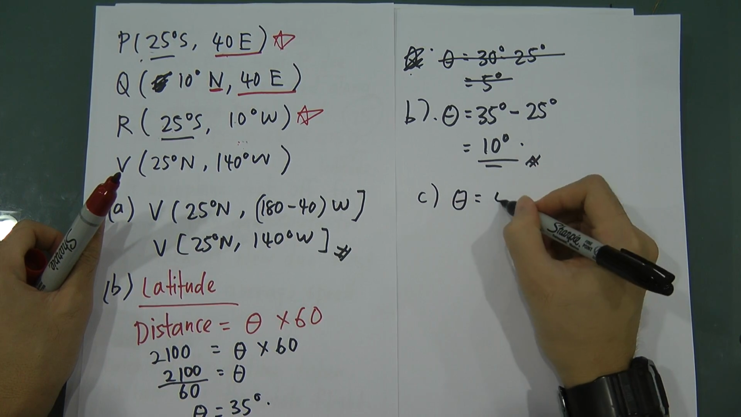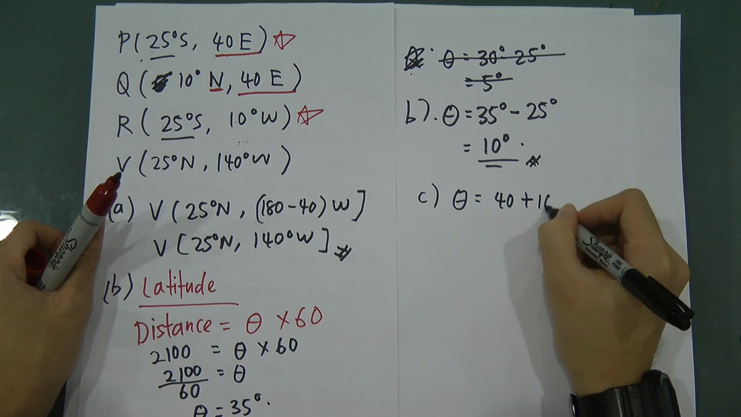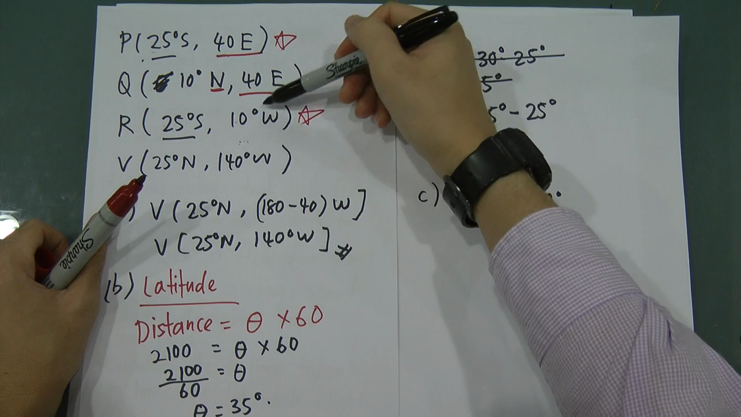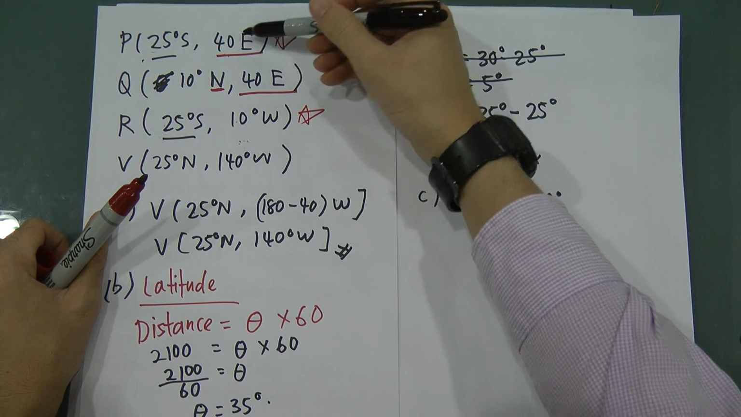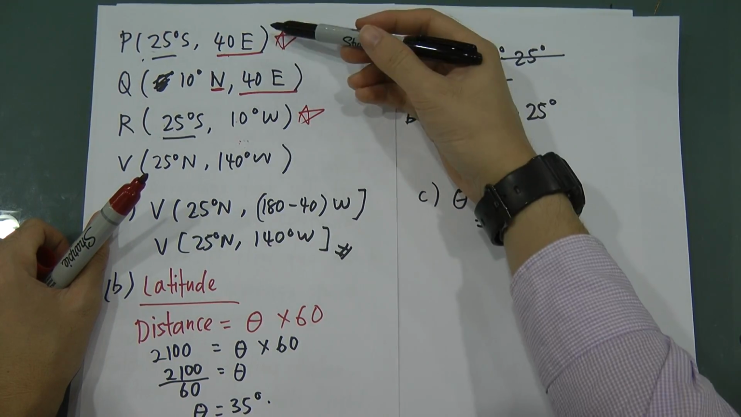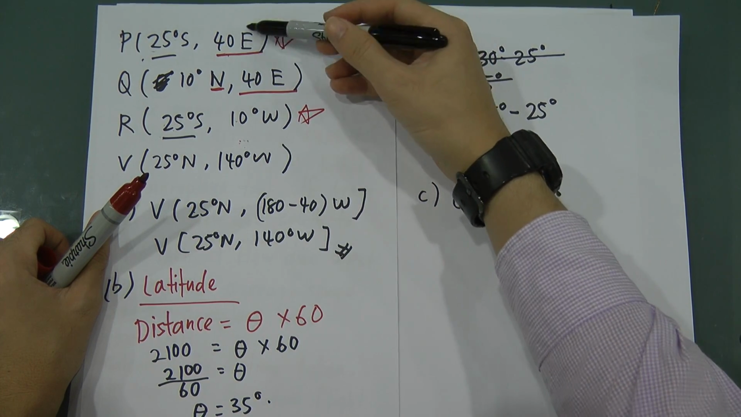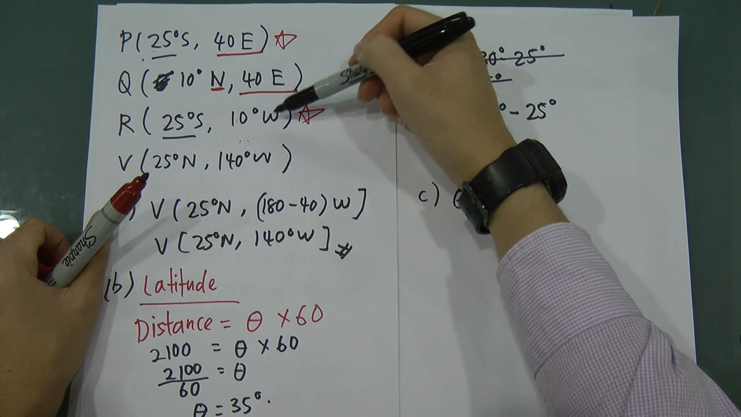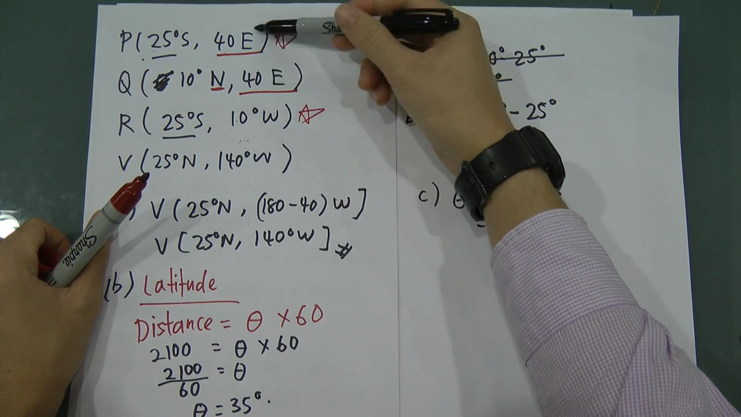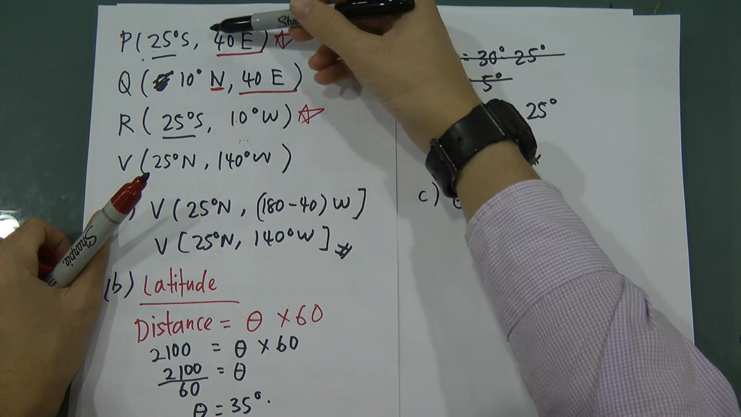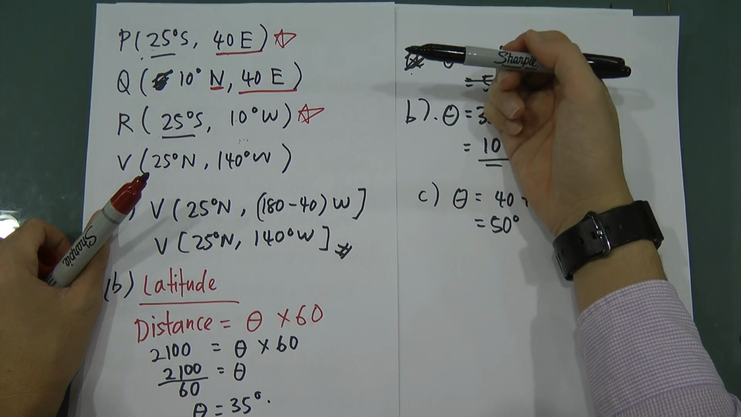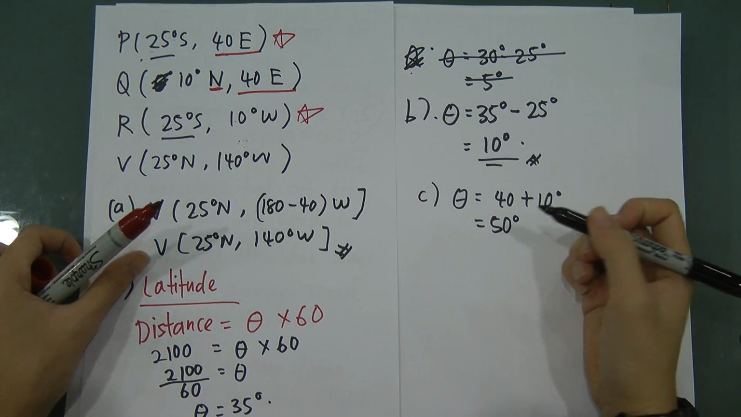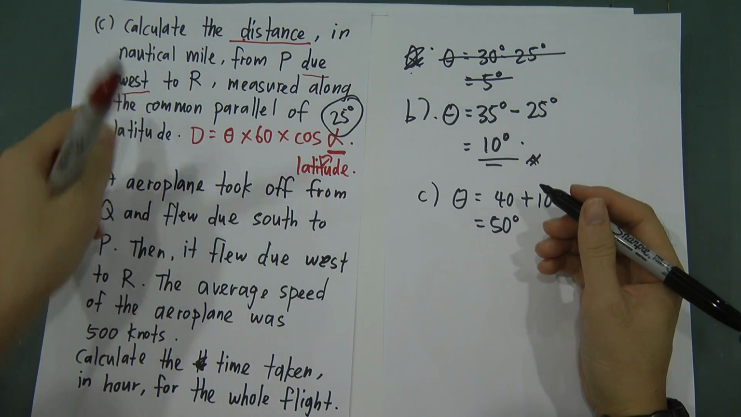So the angle equals 40 plus 10, so it becomes 50. If both are east or both are west, you use the larger value minus the smaller value. If both are in the same direction, you minus. If they are in different directions, east and west or south and north, you just add them together. Same symbol, minus; different symbol, plus. That's all.